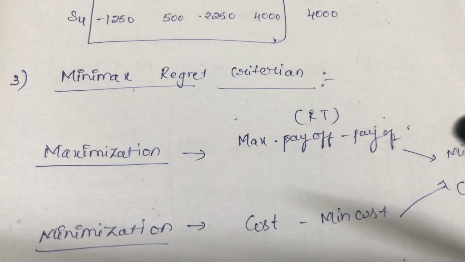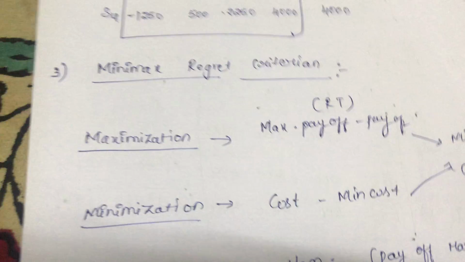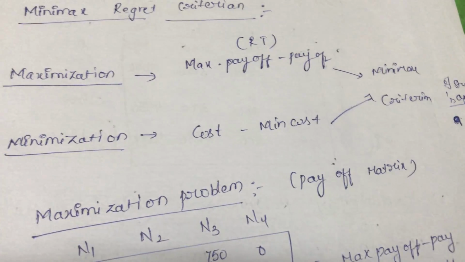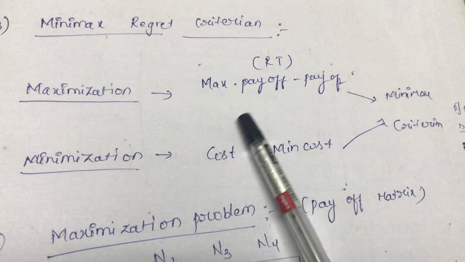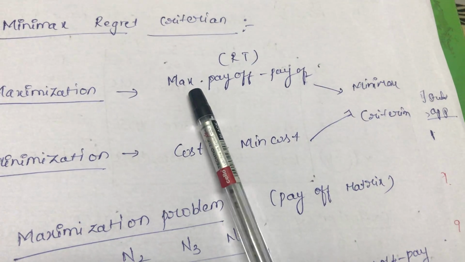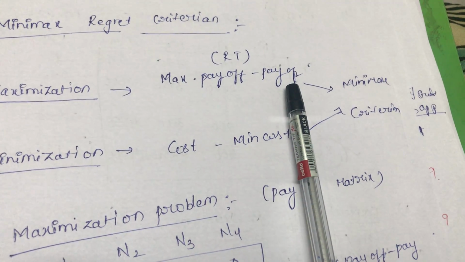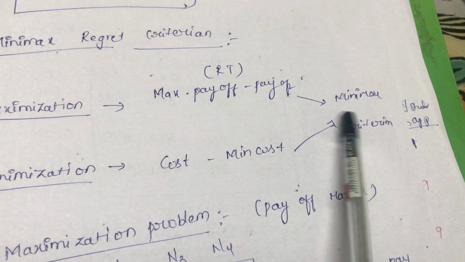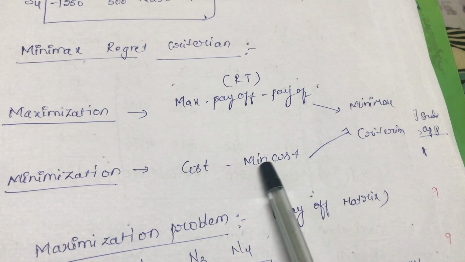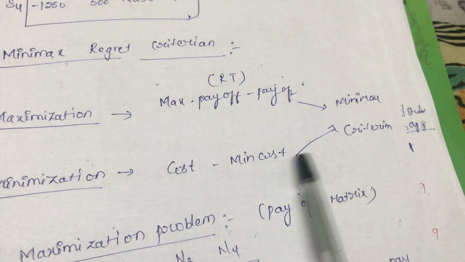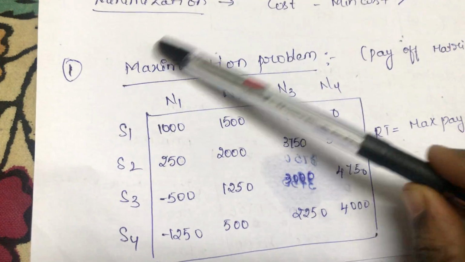Next, the third method is the minimax regret criterion. In this, maximization and minimization, two methods will be there. The formula for the regret table is maximum payoff minus payoff. That is called the minimax method. Suppose we are subtracting cost minus minimum cost, that is called the minimization method. So let us have a look.